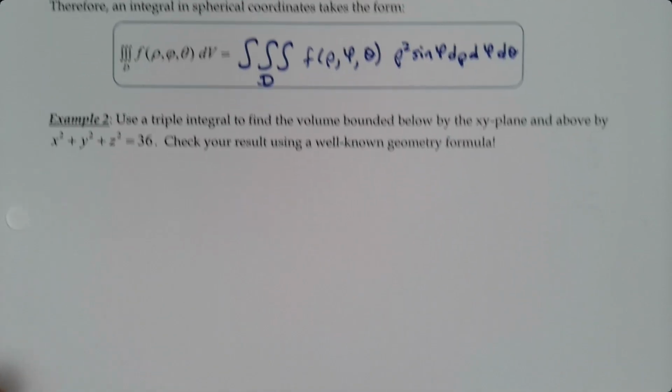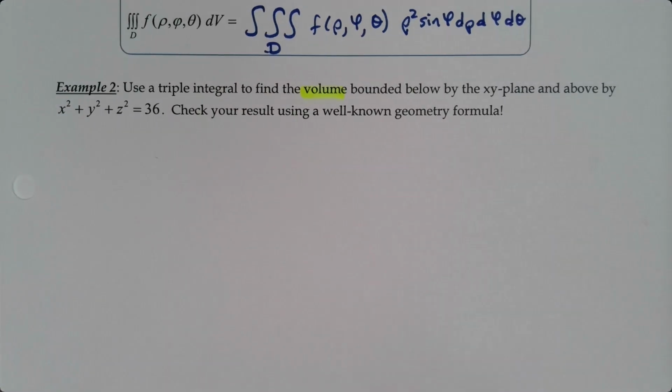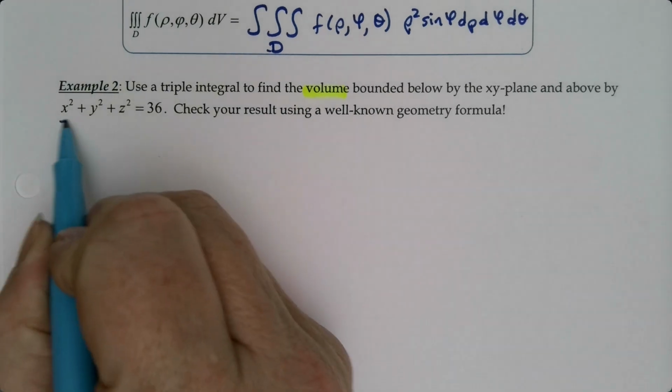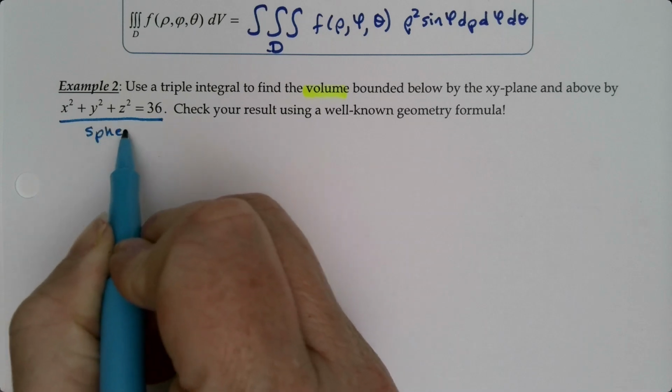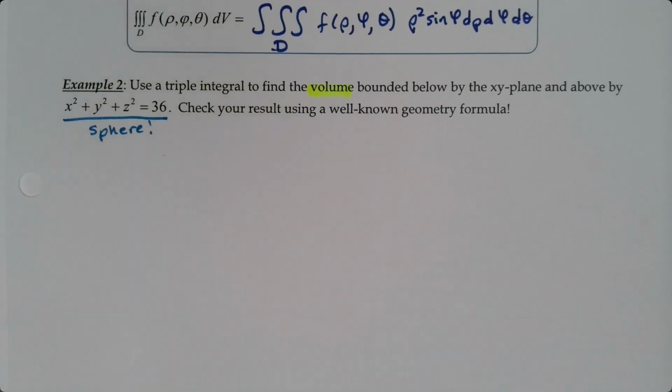All right, let's do one. So we're going to use a triple integral to find the volume bounded below by the xy plane and above by the object x squared plus y squared plus z squared, which we all know hopefully is a sphere, right? That's a sphere, which is a classic example of when spherical coordinates are really helpful, is when you're working with a sphere, right?